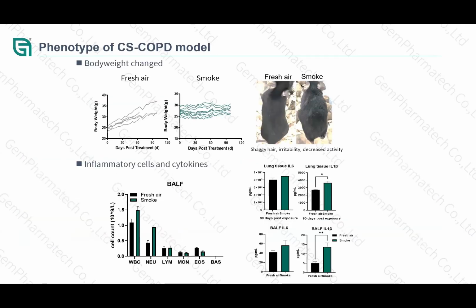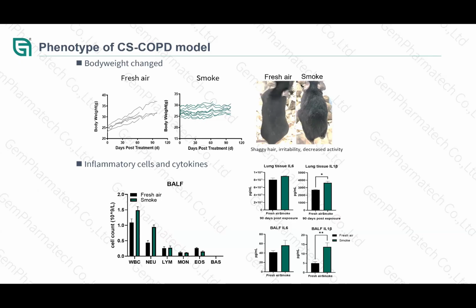From the body weight changes, we observed that the mice exposed to the cigarette smoke maintained a stable body weight, while the control group mice showed continuous weight gain. In terms of physical appearance, the smoke-exposed mice exhibited shaggy hair, irritability, and decreased activity.